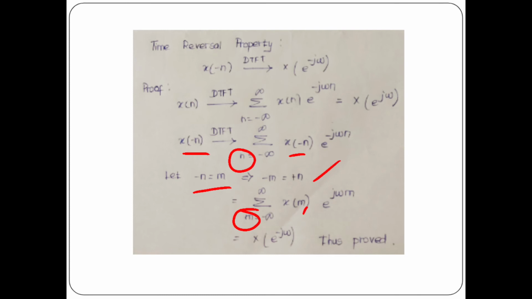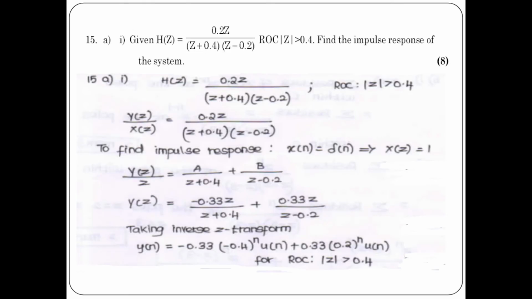Minus n, you replace with m, and e power j omega minus n. So minus n is replaced by m. So here we have no negative term, that is, e power minus j omega becomes e power plus j omega, right? So the final expression is x of e power minus j omega, which is the answer. So this is the time reversal property.